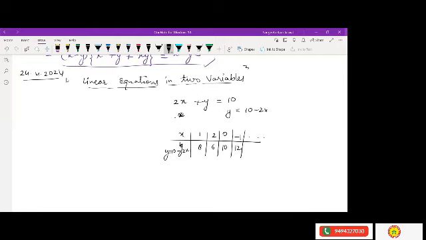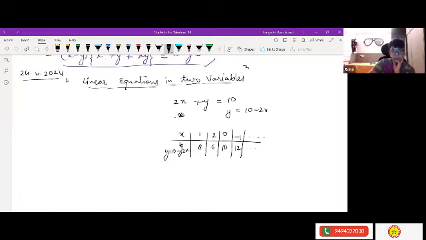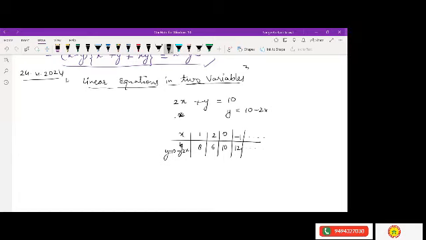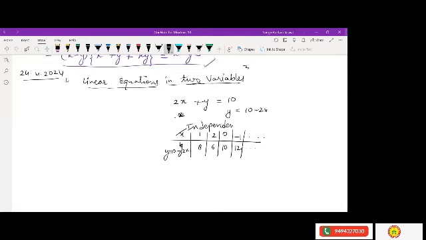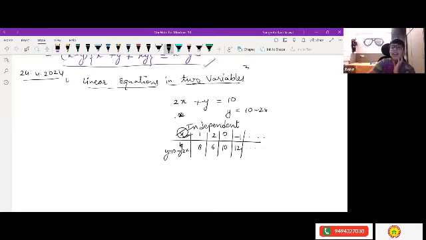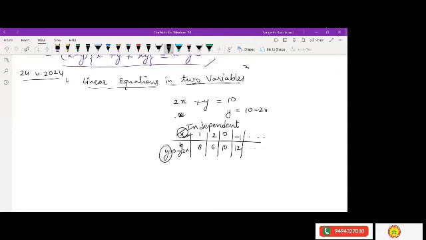Whatever values I keep putting for x, I will get corresponding values for y. So that means it has two variables. Among the two variables, one variable is the independent variable and the other is the dependent variable. Independent means which can make its own choice. x can make its own choice, so whatever value you give to x. But y cannot make its own choice. y is dependent on x. Whatever value x will take, y has to give value according to that. So y is a dependent variable.